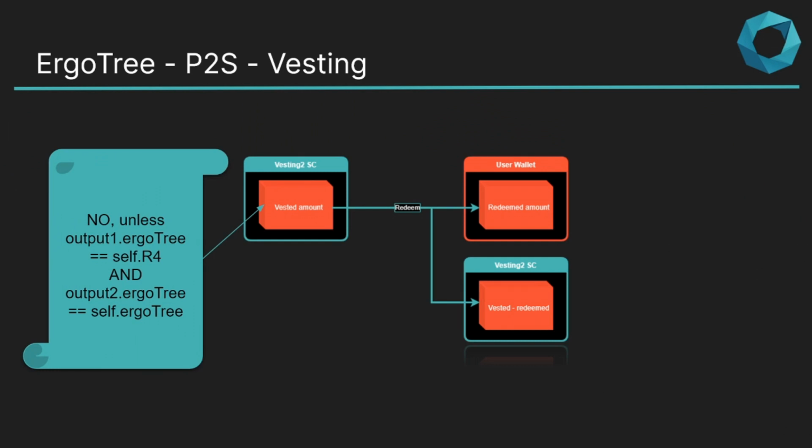So we can start out with, for example, ensuring that this box can only be spent in a transaction that has the user's wallet as an output and the vesting contract itself as an output. In a box, there are registers besides the assets where we can store some data. So in this register, in this case register 4, we can store the user wallet's address to make sure that when this box is spent, the output goes to the correct user. And it can also check that the other output is guarded by the same ErgoTree as this box.